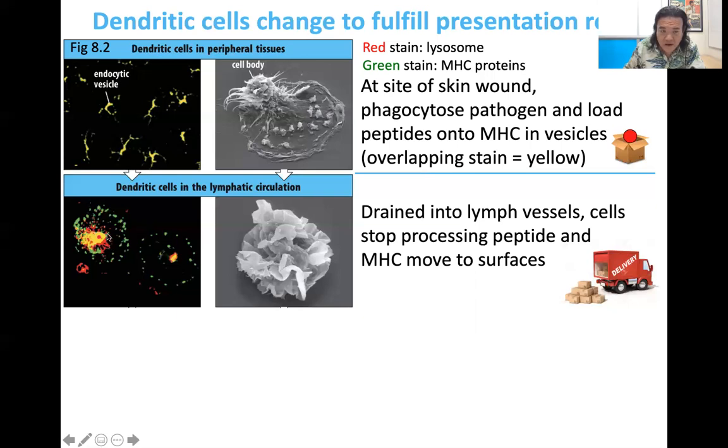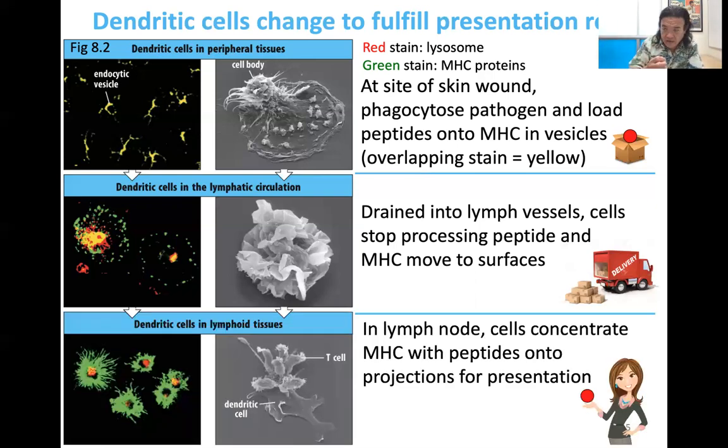You see a lot more red. So these are sites where there are lysosomes that no longer have the MHCs around them. And you see a lot of green, right? So this is where a lot of the MHC proteins have now spread away. And you say, well, where are they going? Well, they're going now towards the membrane of the cell. They've been loaded up and now they're going to the surface of the cell, getting ready to present stuff.